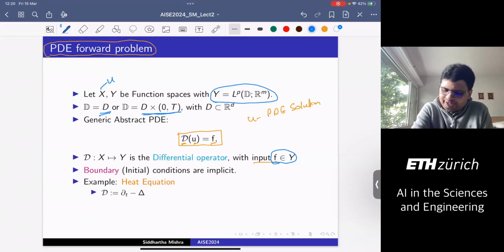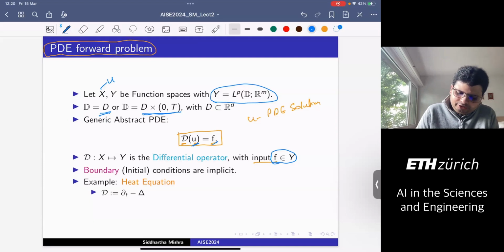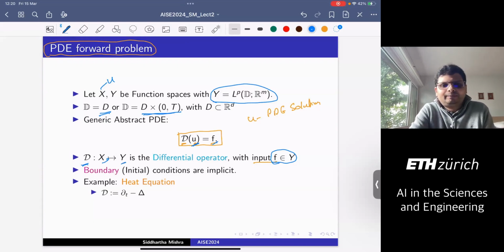So this is the basic setup. We have an input to the PDE and an output of the PDE: f is the input, u is the output. What links them together is the differential operator. A PDE has to have an underlying differential operator, and this differential operator is the one which takes the input, which sits in the space X, and goes all the way to the output, which sits in the space Y. Let's say that the spaces X and Y are defined such that this differential operator is well defined. Now you can ask me, where are the boundary conditions and the initial conditions?